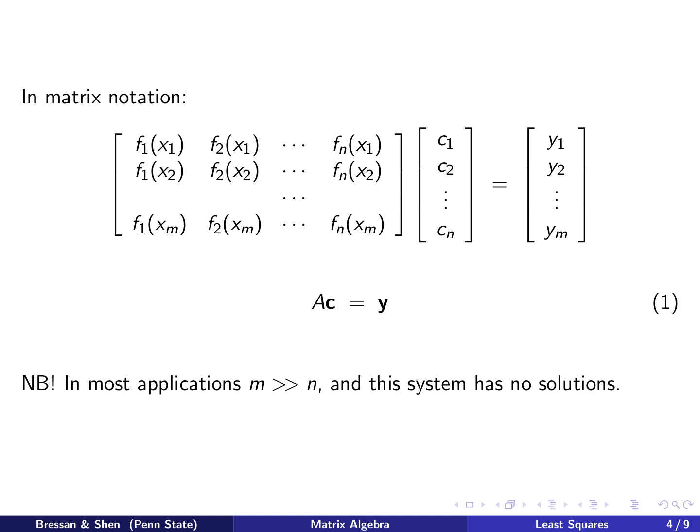Now, in most applications, we would have measured at many more points than the number of the coefficients. So the number of equations m is much bigger than n, the number of the coefficients for the function f. And this system has no solution. There are so many equations with so few unknowns.